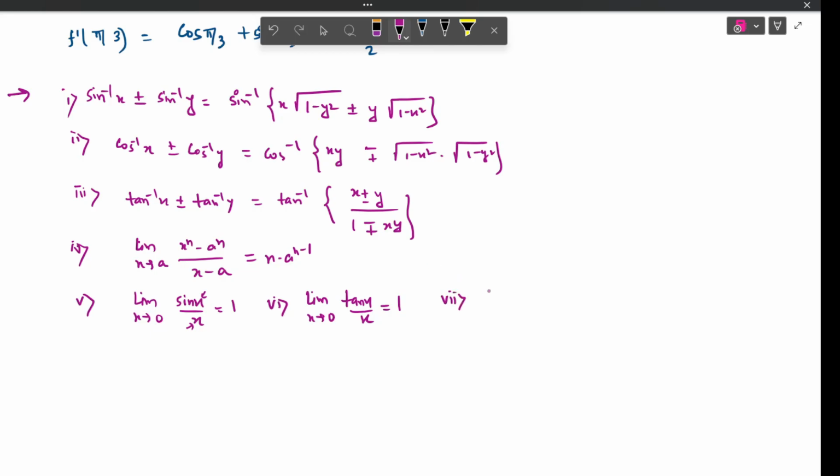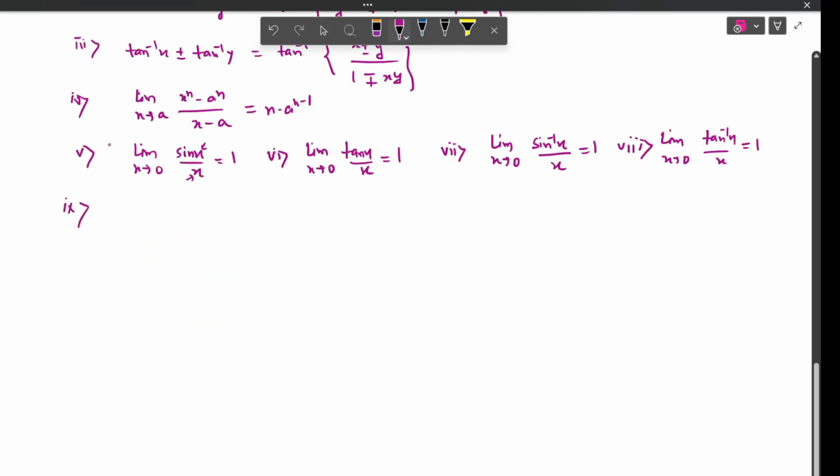Similarly, limit x tends to 0, sin inverse x by x, it would be 1. Similarly, limit x tends to 0, tan inverse x by x, it would be 1.